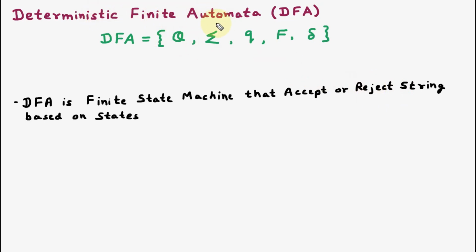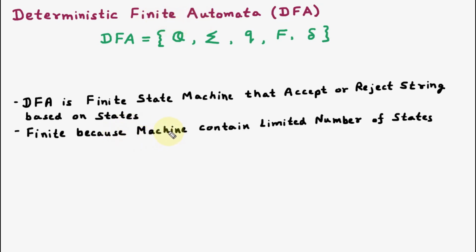Deterministic finite automata. Here the word finite is used because the machine contains a limited number of states. When we construct the DFA or the machine for some specific language, then there are a limited number of states. So in some countable states we can draw that machine. Here deterministic means the machine reads one symbol at a time, processes it and changes the state, and this state can be determined.